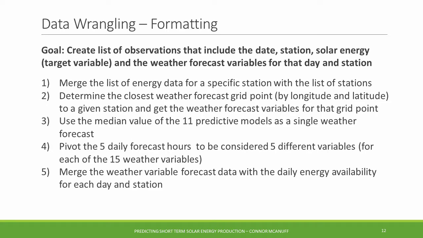Formatting the data consists of creating a list of observations that include the date, station, solar energy availability, and the applicable weather forecast variables. Some decisions had to be made at this time regarding how to use the 144 forecast locations and how the 11 ensemble forecast models would be used. It was decided to keep it simple and use the forecast location closest to each station only. Additionally, only the median value of the ensemble forecasts are used. The 5 forecast hours are all kept and pivoted to be a column each. They will be tested as separate features.